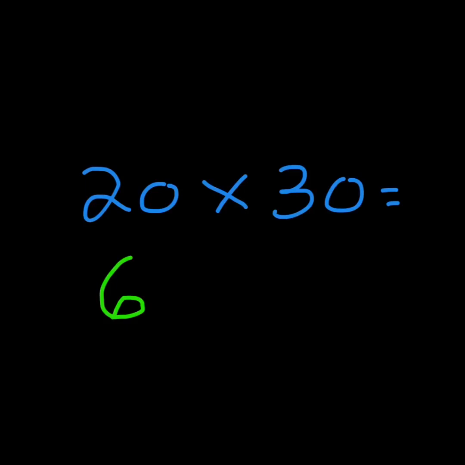Then I count the number of zeros that are behind the digits I just multiplied. So there's 1 zero here and 1 zero here. So that means that there's 2 zeros in my question, and therefore there's 2 zeros in my answer, because remember, I wasn't multiplying 2 times 3, I was multiplying 20 times 30. Knowing how to do this is really going to help you when you are doing the four-square math.